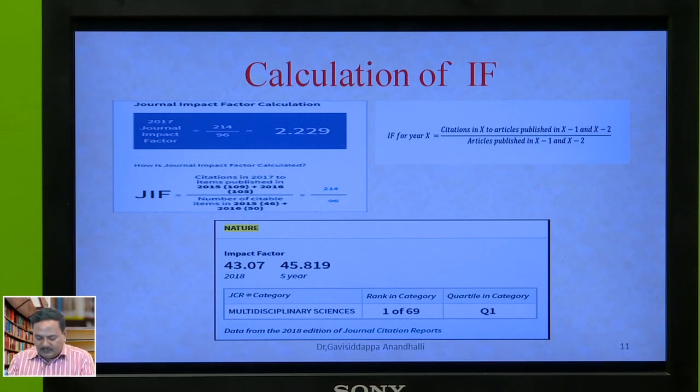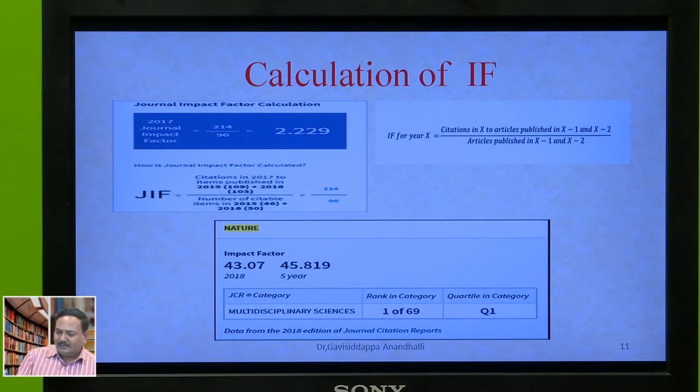Suppose I want to know the impact factor of journal X for 2019. It is the number of citations received by the journal in 2019 for articles from the last 2 previous years, 2017 and 2018, divided by the number of articles published in 2017-2018. Here the same expression is given in the formula: citations to articles published in X minus 1 year and X minus 2 years, divided by articles published in X minus 1 and X minus 2.